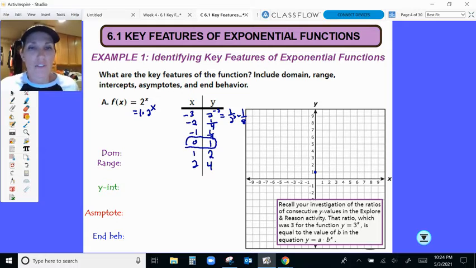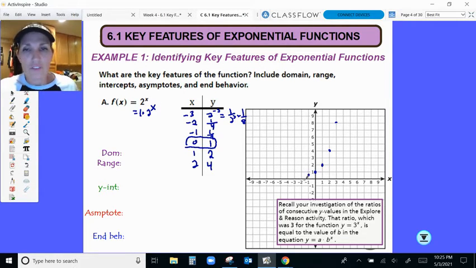Okay, let's graph the rest of it. So 1, 2, 2, 4. If I were to plug a 3 in there, that would be 8, right? Up here to 8, and it would keep going and going. Okay, then backwards, of course, -1 would be 1/2.